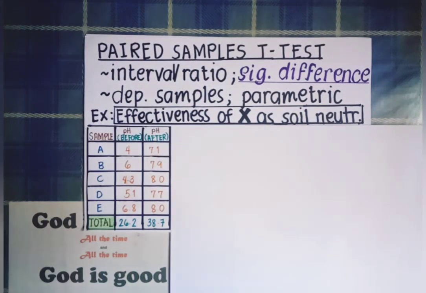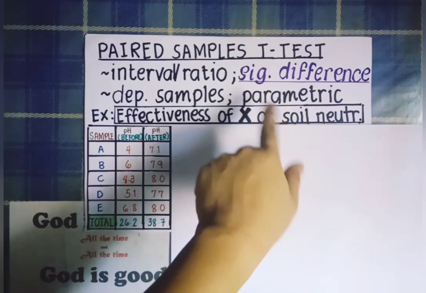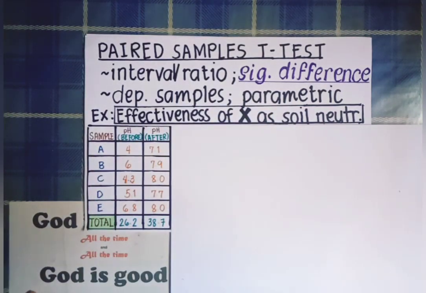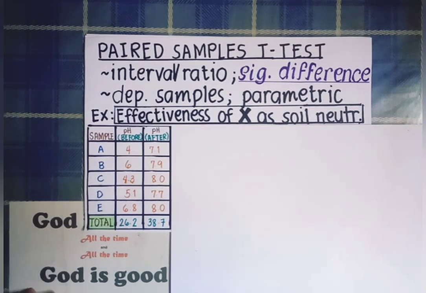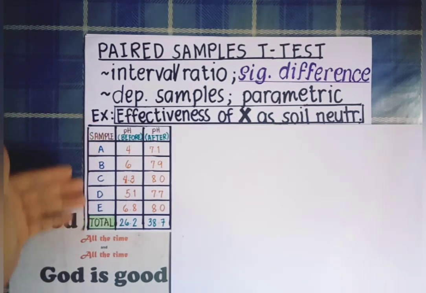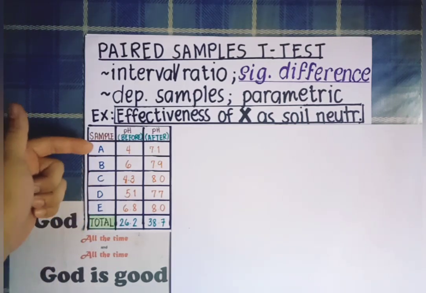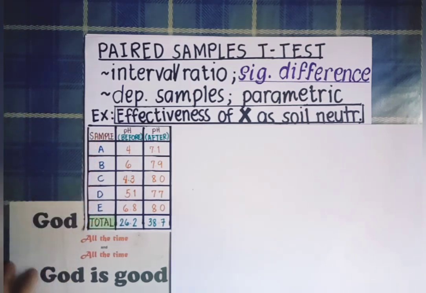Now, to give you an example of a research where we can use the paired samples t-test, let's have here the effectiveness of X. Our product here is X. Effectiveness of X as a soil neutralizer. Now, for you to be able to prove that your product is an effective soil neutralizer, you actually set up 5 soil samples here. So we have here 5 soil samples labeled A, B, C, D, and E. We have here 5 different soil samples.